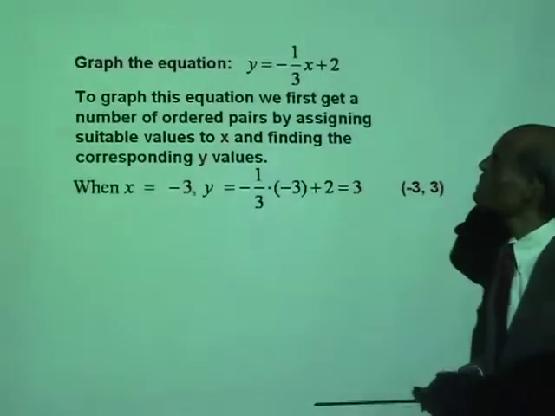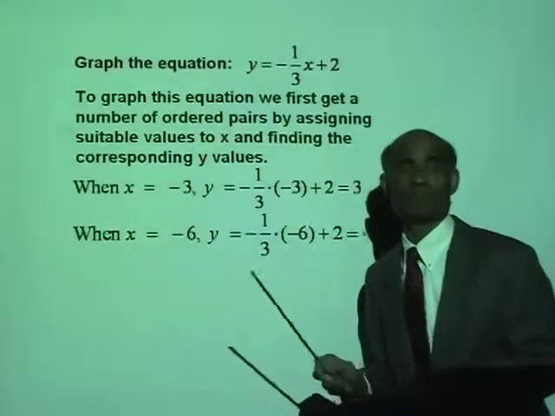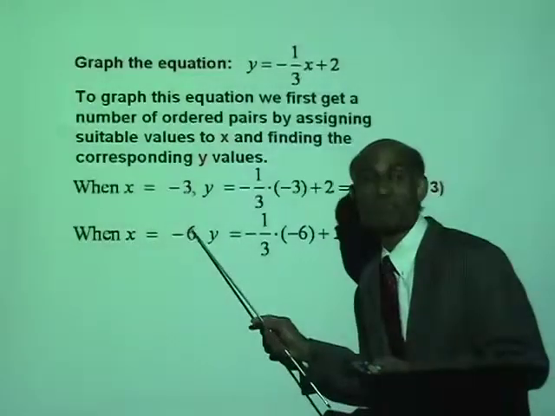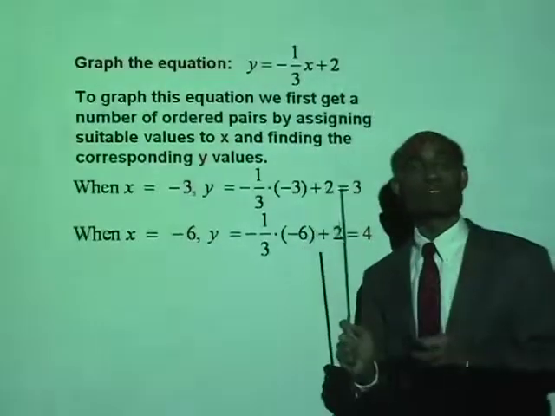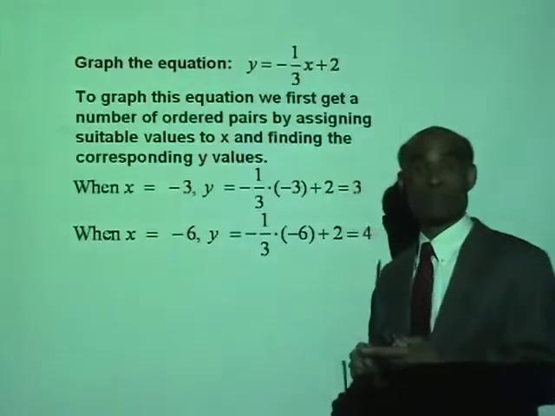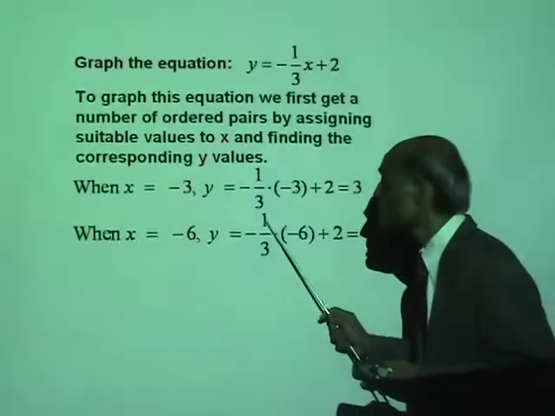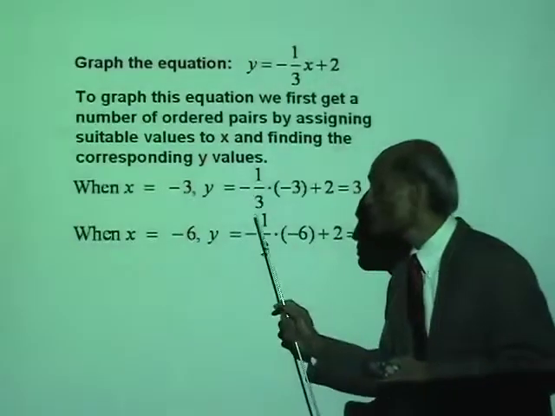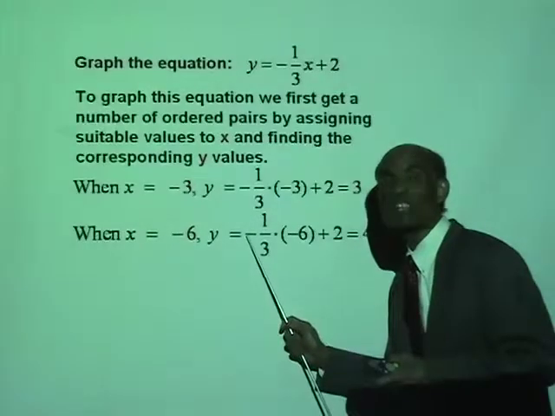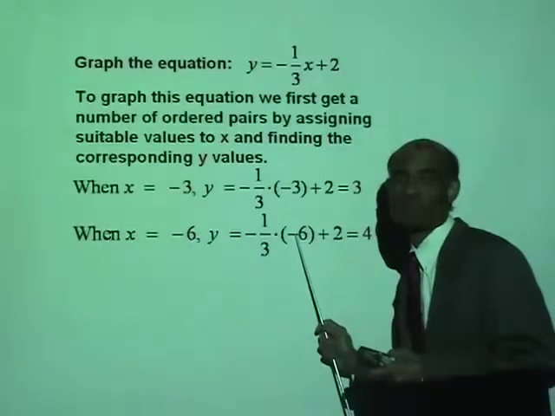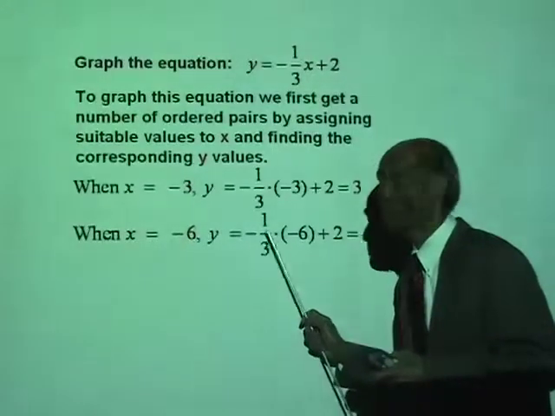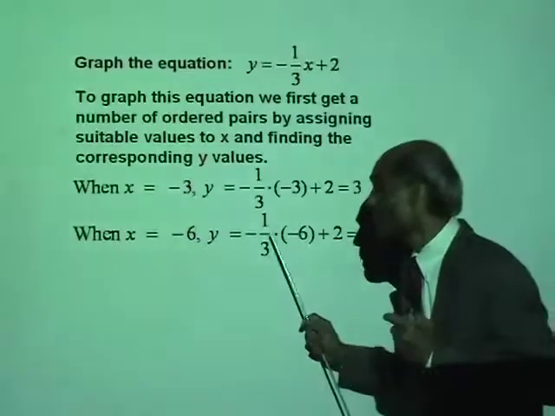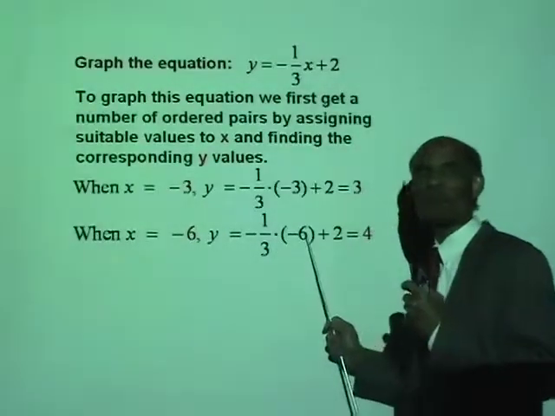Alright, tell me, what is the next convenient value for x that you can choose? Alright, I chose x equal to negative 6. You see, I am choosing the input x values that can be easily divided by 3. So I chose x equal to negative 6. What is the value of y? Y equal to negative 1/3 times x. X is replaced by negative 6 plus 2. Alright, I want you to tell me the value of this. What is negative 1/3 times negative 6? Now look at the way I'm going to find the value. First of all, this negative multiplied by negative makes it positive. And 1/3 multiplied by 6. What is 1/3 multiplied by 6?